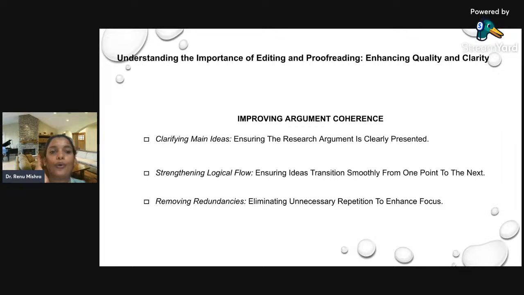And that's how editing and proofreading comes into the picture. That is how important it is to proofread and edit your work so that your main argument remains coherent. What you are trying to say is clearly presented.